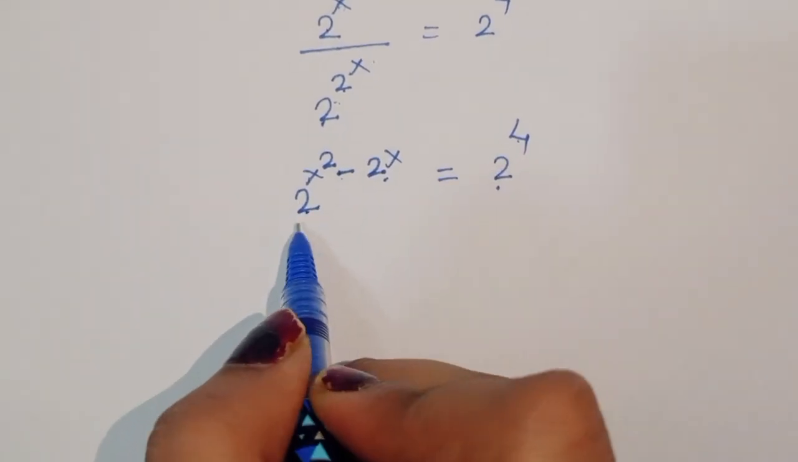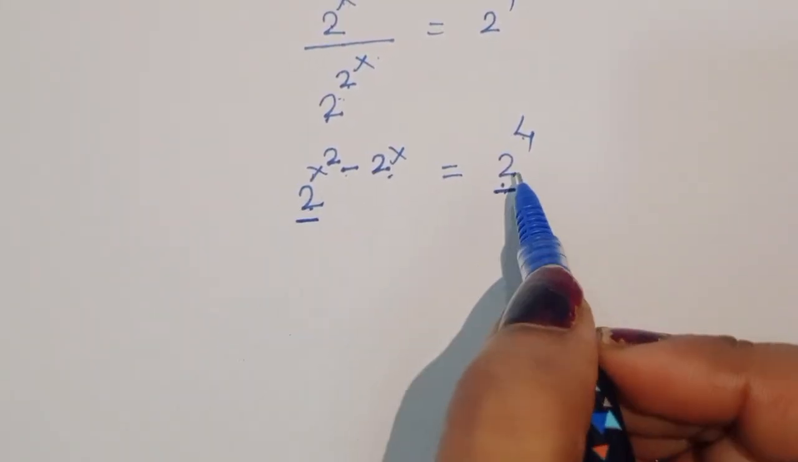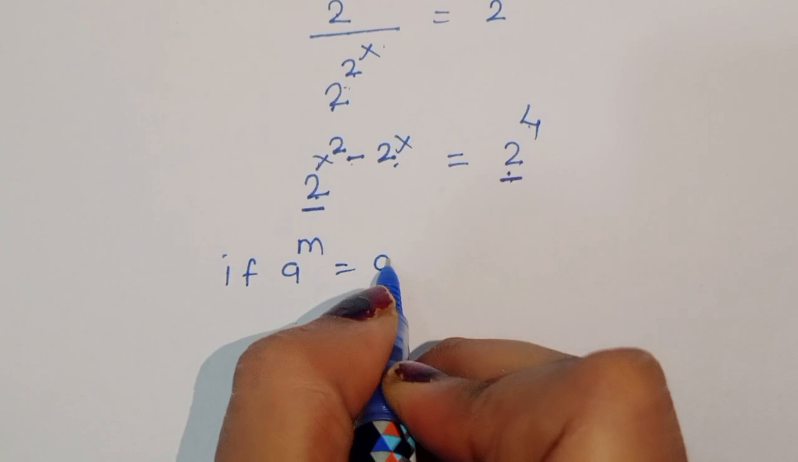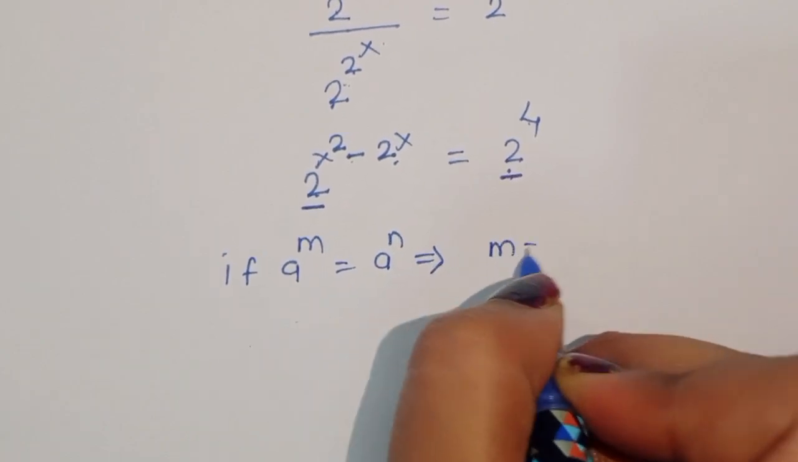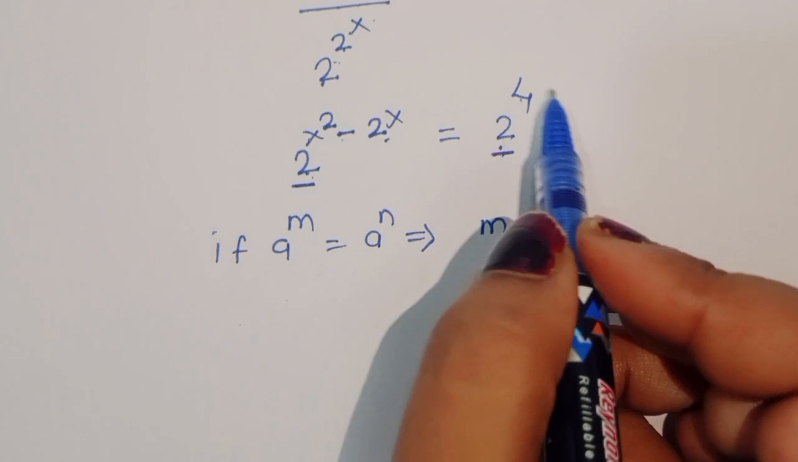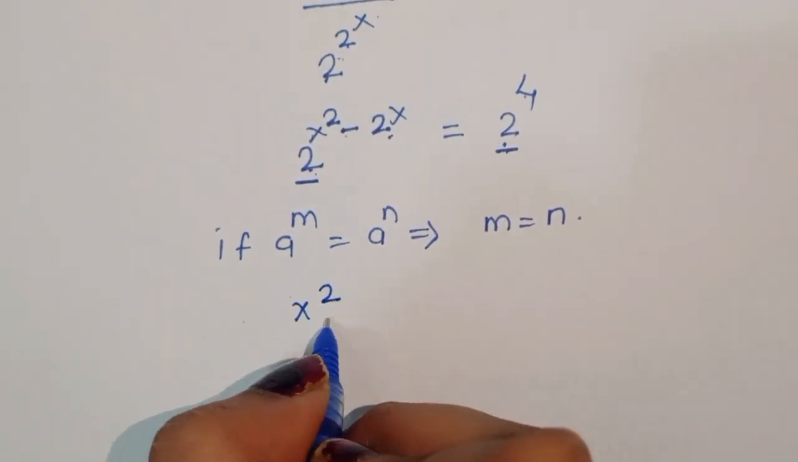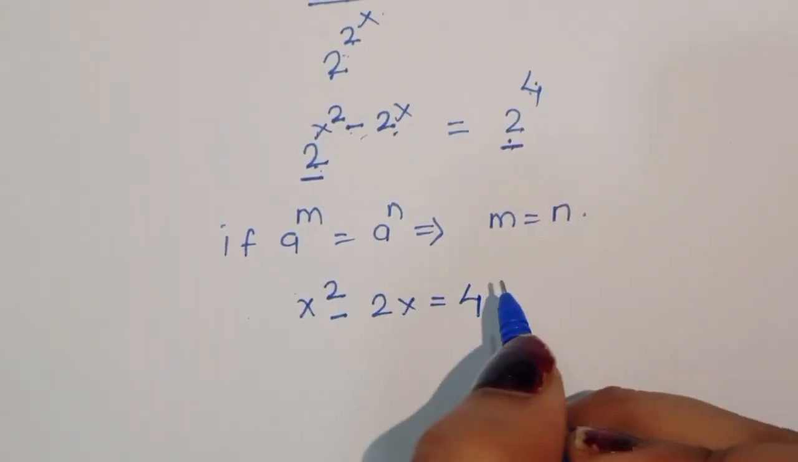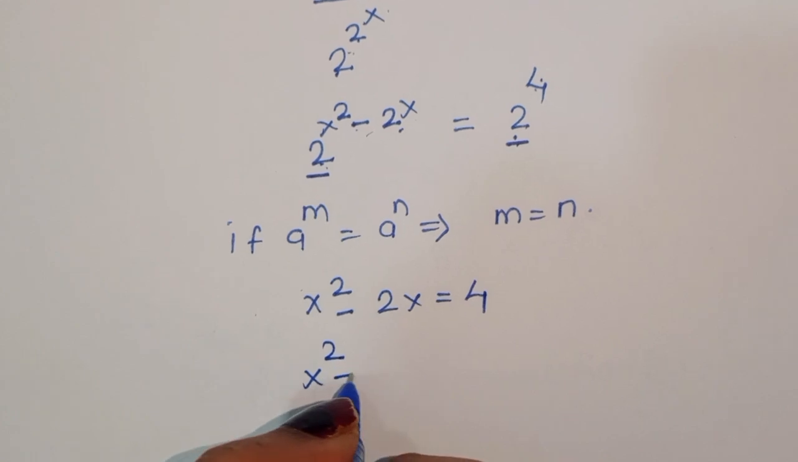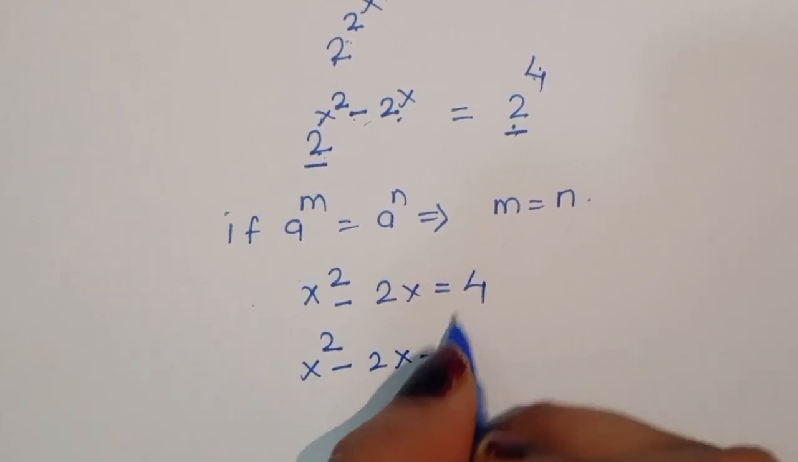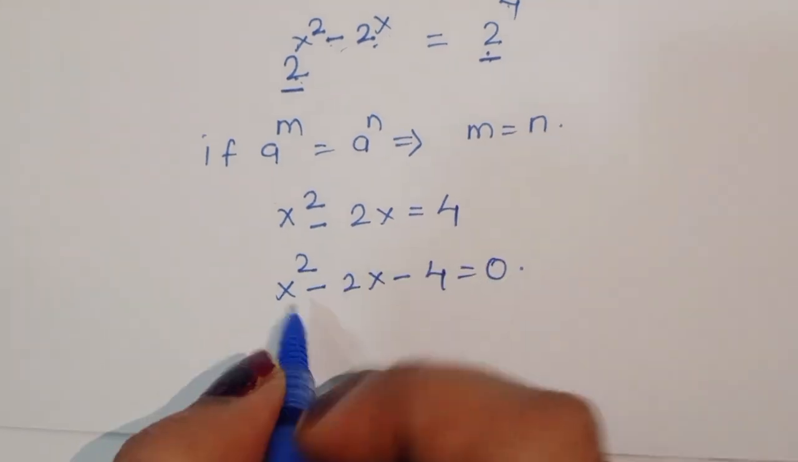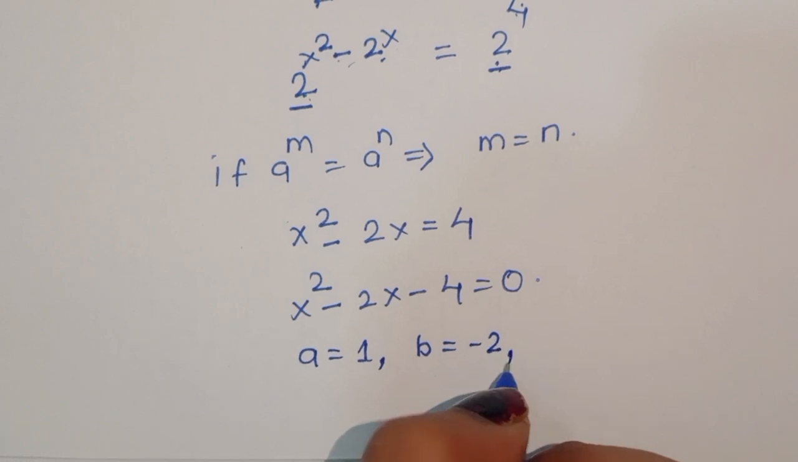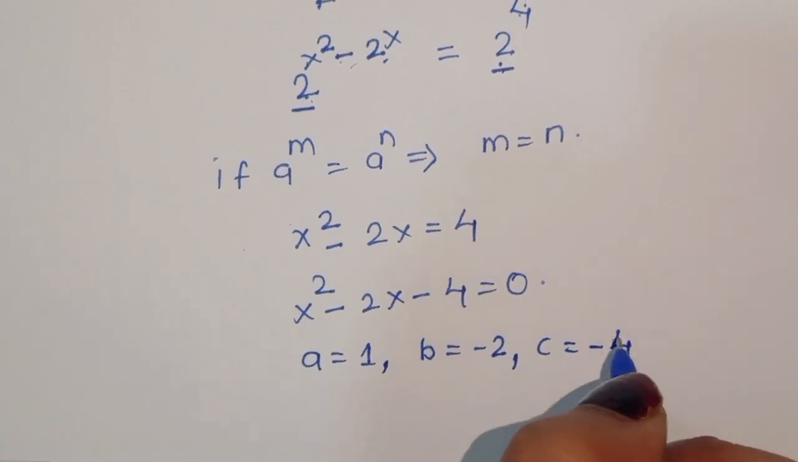Now when we are comparing this, the bases are the same, so we know the formula: if a^m is equal to a^n, then m is equal to n. Bases are the same, so we can compare the powers. So we can write x² minus 2x is equal to 4, right? Now x² minus 2x minus 4 is equal to 0. Here the coefficient a is equal to 1, b is equal to minus 2 and c is equal to minus 4.